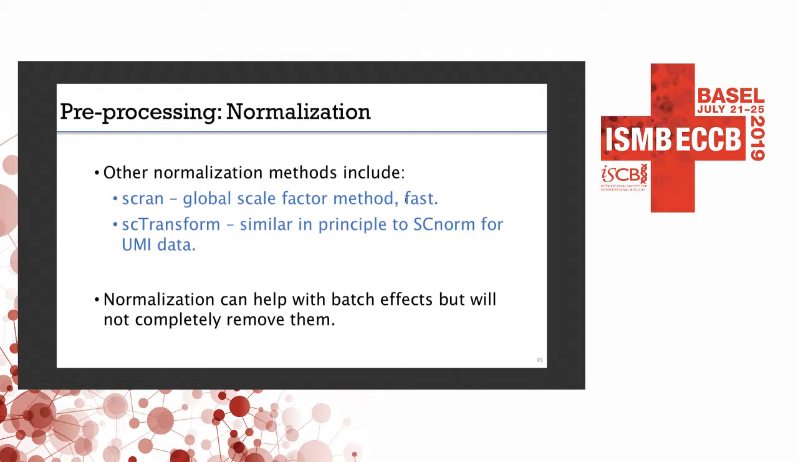So normalization can help with batch effects. If there's a batch effect related to sequencing depth, normalization might be able to help remove that. But if you have a different type of batch effect, it's not going to completely remove it.